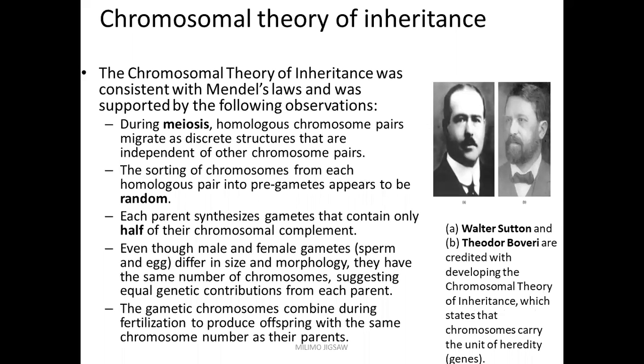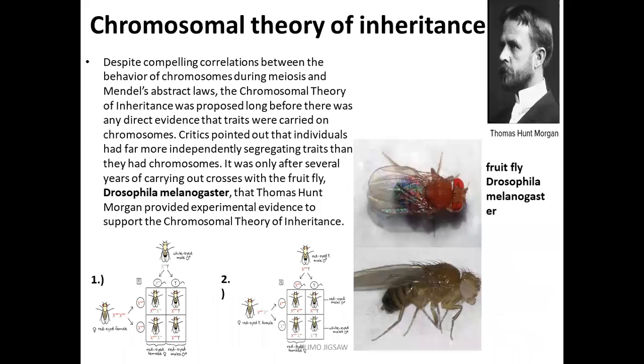The other observation was that the gametic chromosomes combine during the process of fertilization, which leads to the production of offspring which contain the same number of chromosomes as their parents. So these observations were made.